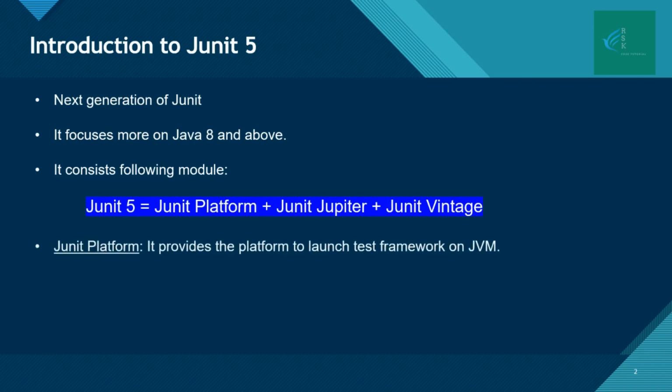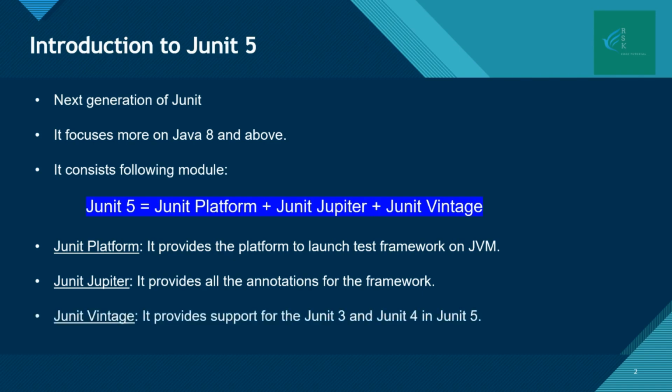JUnit Platform provides the platform to launch test frameworks on the JVM. JUnit Jupiter provides all the annotations and libraries for the framework, which we can use for running our test cases. JUnit Vintage provides support for JUnit 3 and JUnit 4. So that means we can run JUnit 3 and JUnit 4 test cases in JUnit 5 also. So let's see what annotations are given by JUnit 5.